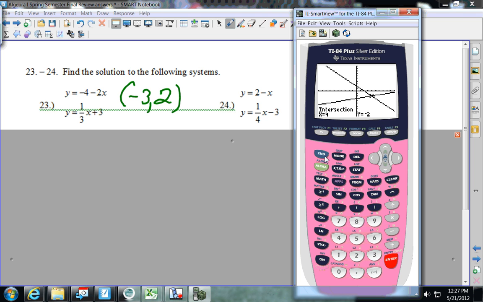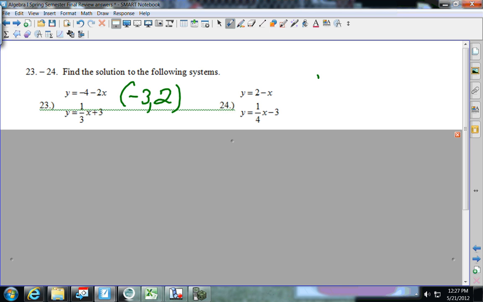And if you looked in the table, right here, y1 and y2 are the same in that one spot. So your solution is 4, -2.